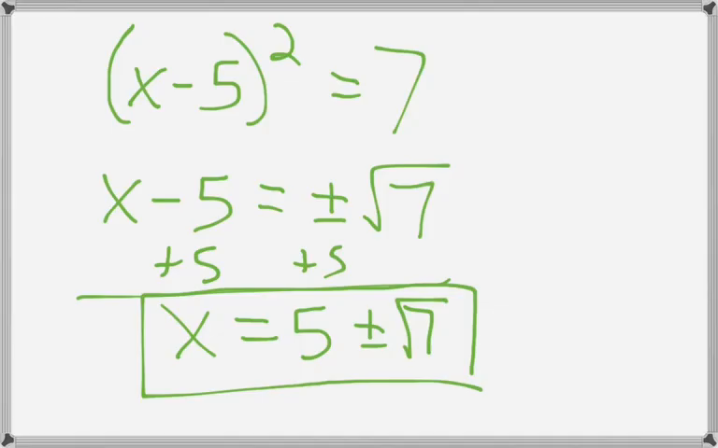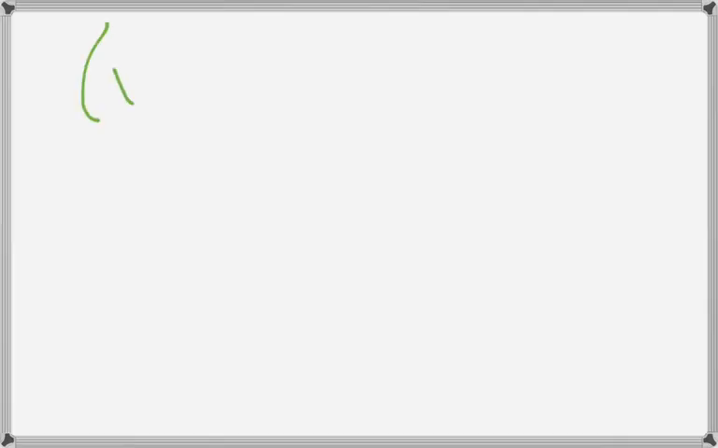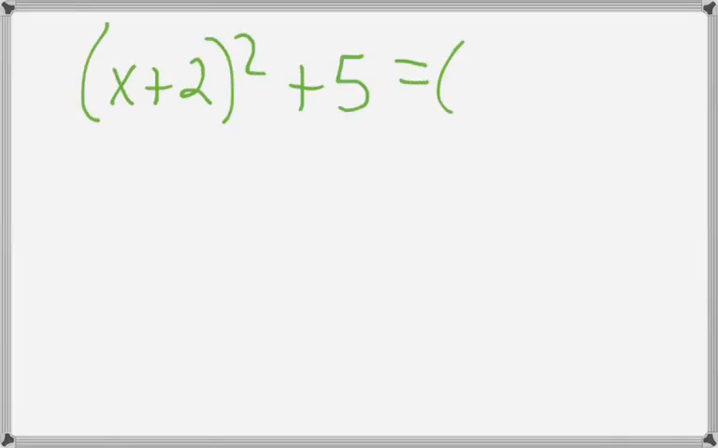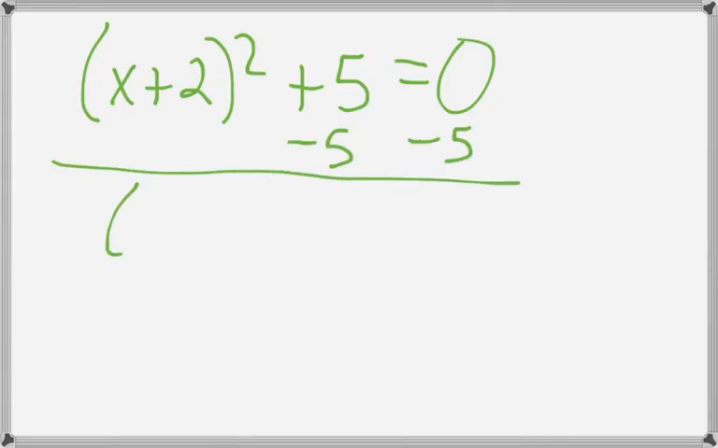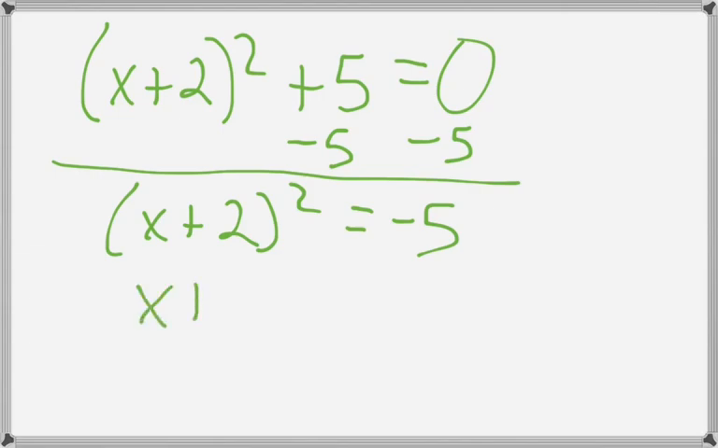Let's do one more example here. So here we have x plus 2 squared plus 5 equals 0. So we need to isolate the squared part if we're going to use the square root property. So we'll subtract 5 from each side. And then we'll apply the square root property. So x plus 2 is equal to plus or minus square root of what we have on the other side.